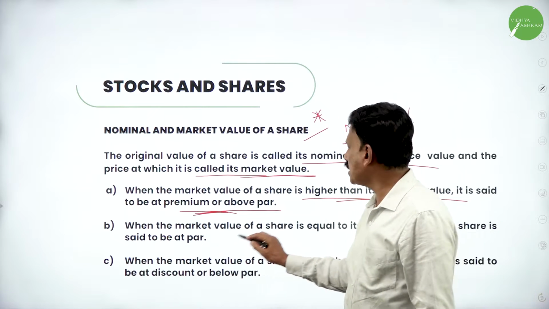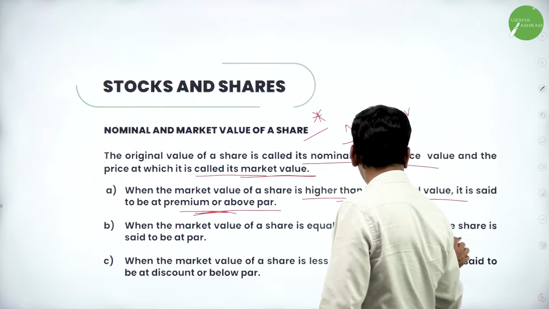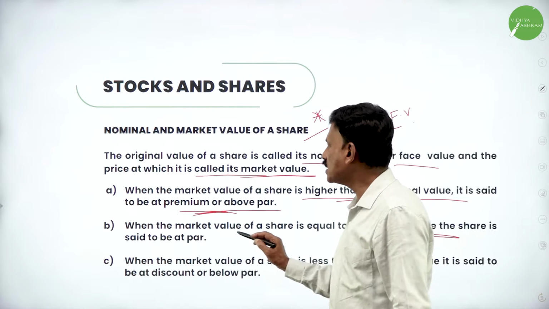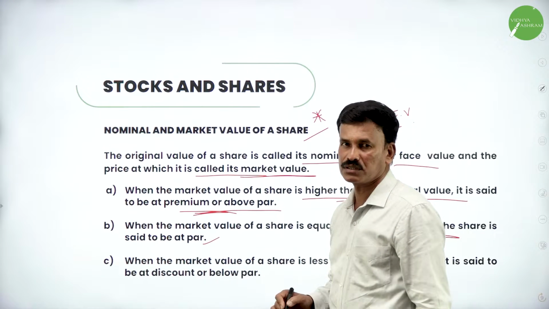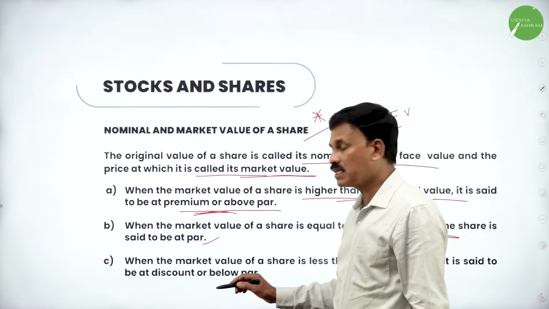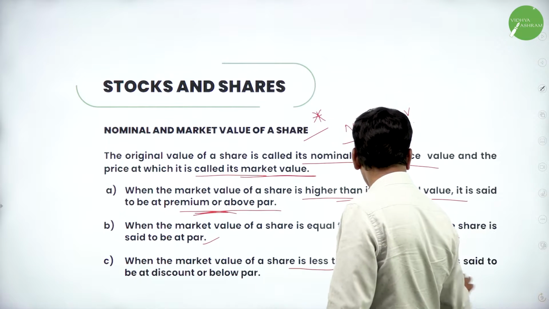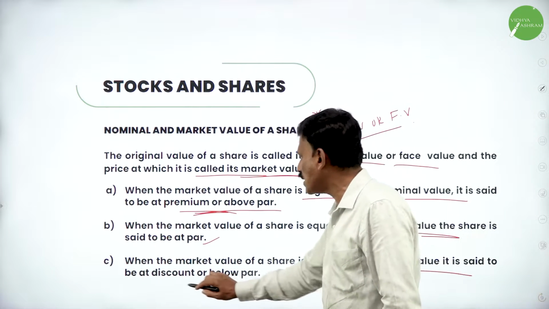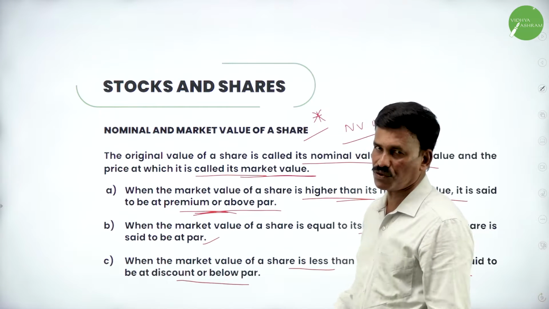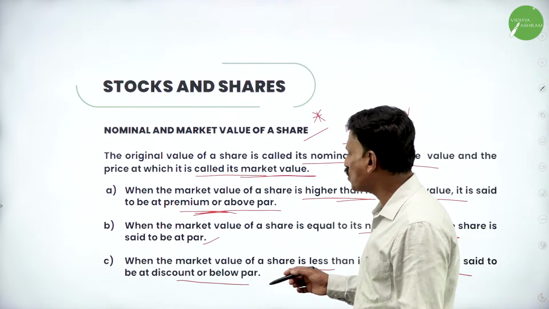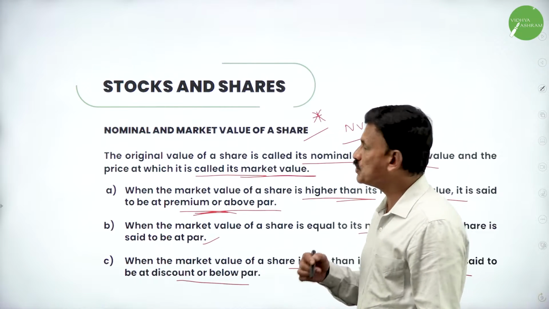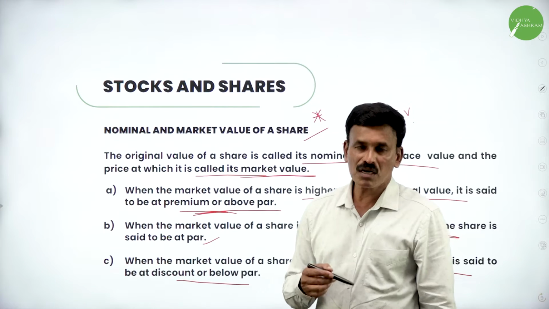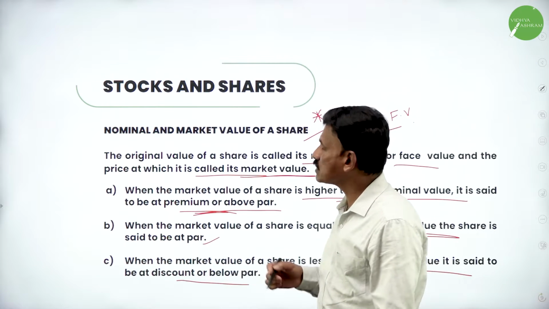When the market value of a share is equal to its nominal value, then the share is said to be at par. When the market value of the share is less than its nominal value, then it is said to be at a discount or below par. So, these are a few important concepts regarding stocks and shares.